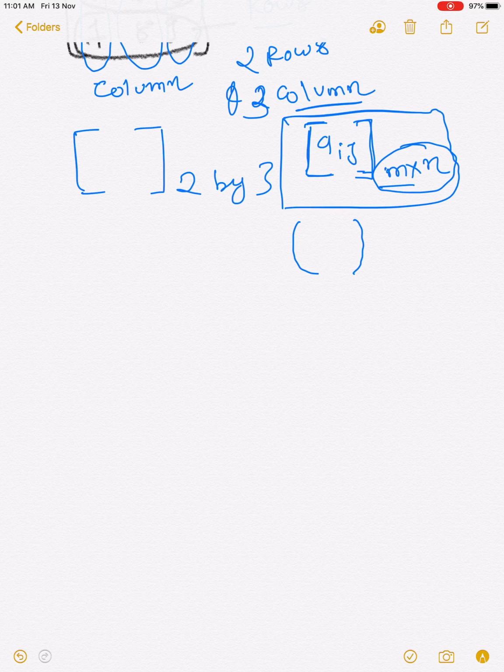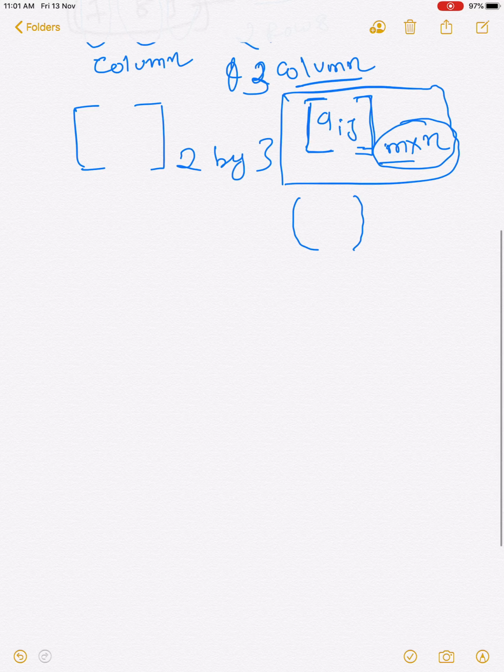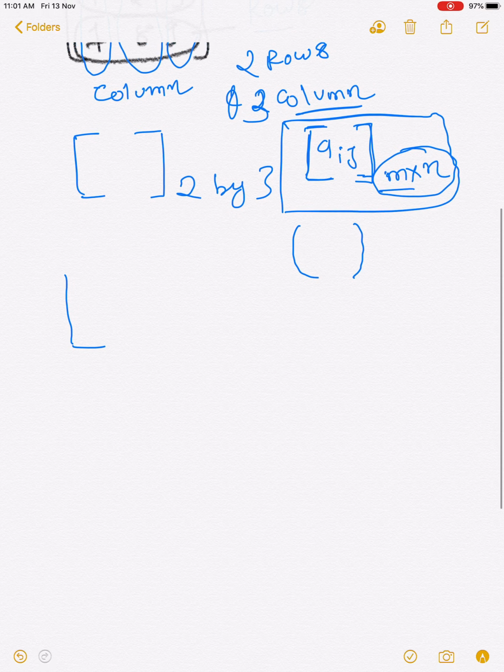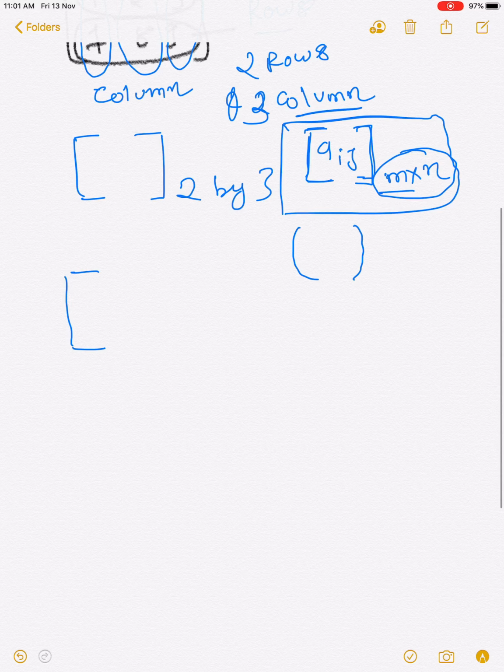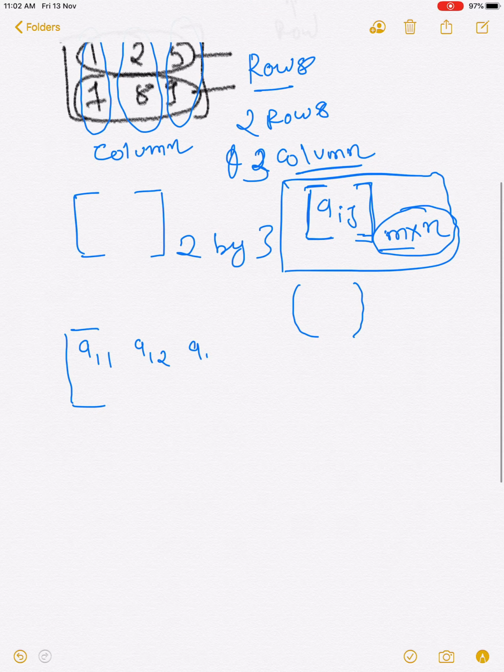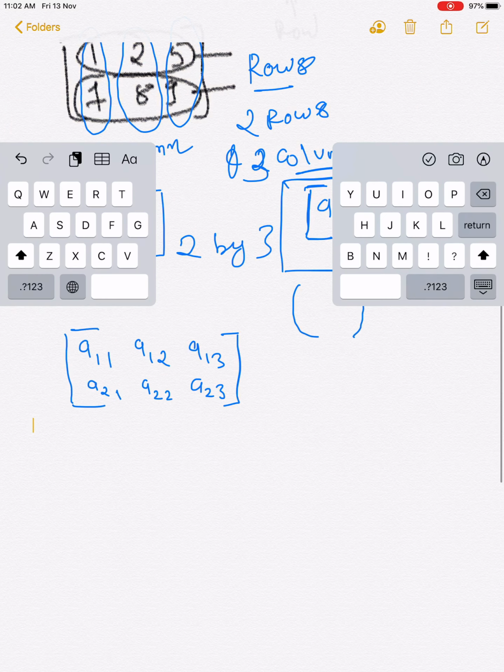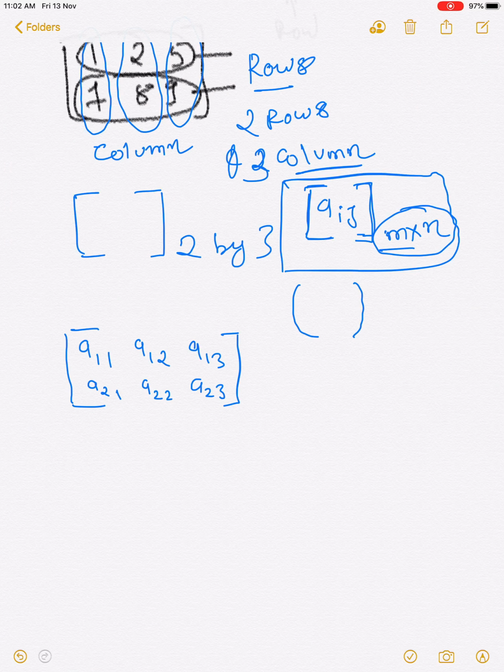If I say m cross n, take it easily, because for order it is not cross, it is just m by n. So let's start. That is the matrix here. If you denote this matrix, it is a11 a12 a13, a21 a22 a23, and the order of the matrix is 2 by 3.